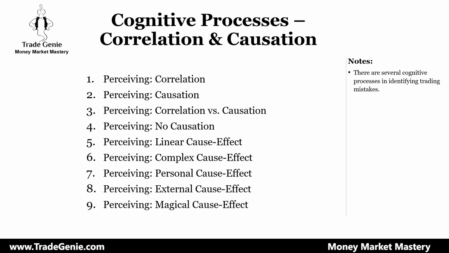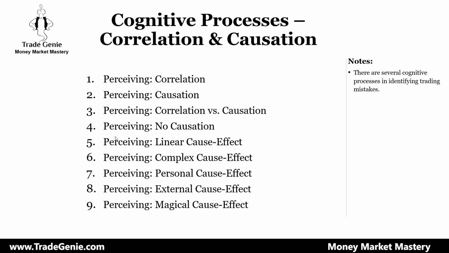Now there's something called correlation and causation. This is very important. I will explain to you what is correlation, and then what is causation. And then I will explain what is the difference between correlation and causation. And then I will explain 6 different types of causation.